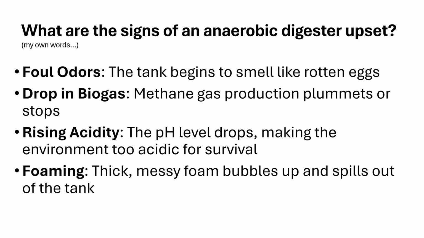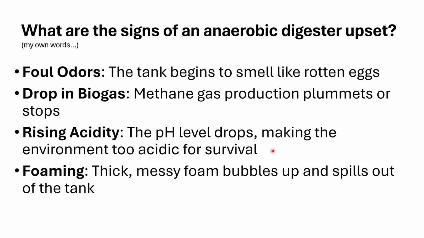Okay. So what are some of the signs that you have an upset taking place in your anaerobic digester? Well, foul odors is one. The tank starts to smell like rotten eggs, or hydrogen sulfide. You've got an upset, either really starting or taking place. Methane production drops, the biogas drops or stops completely. You've got yourself a problem. You've got yourself an upset.